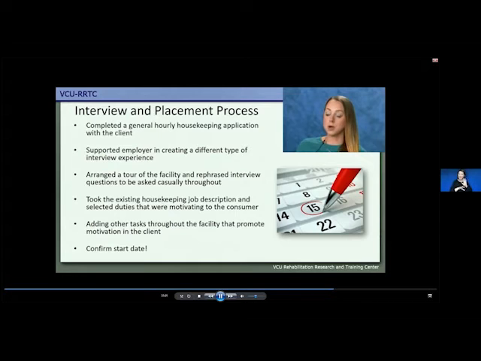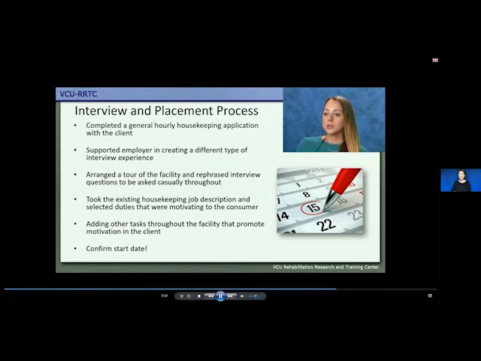fit their needs. So what we did is we took an hourly housekeeping position in the VCU Rec Sports Department, and we had my client apply for this position. And from that point, once we had him in the system, we were able then to start customizing that position to really fit their needs as well as the client's strengths.